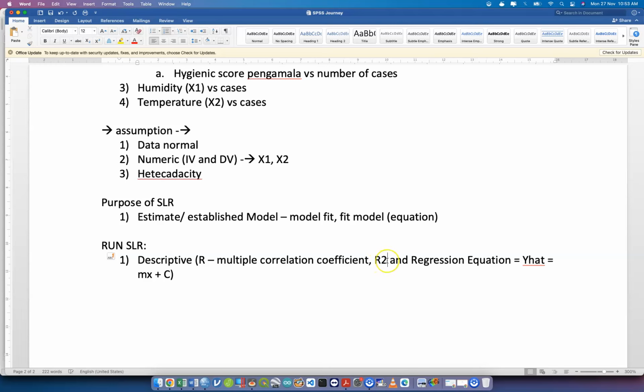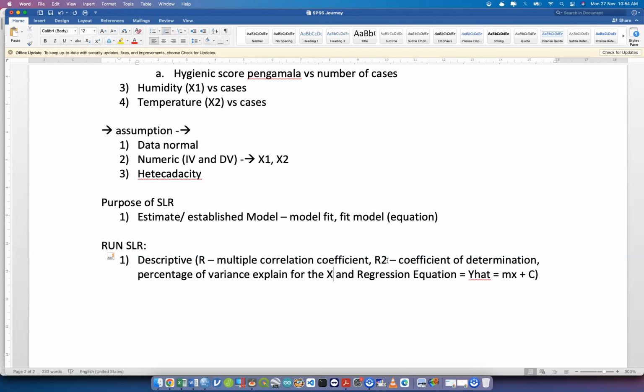Second one, R square. What is the R square? R square also known as coefficient of determination. Coefficient of determination is defined as how many percentage of the variance explained of the X for predicting the Y. How many percentage of variance explained for the X to predict the Y.